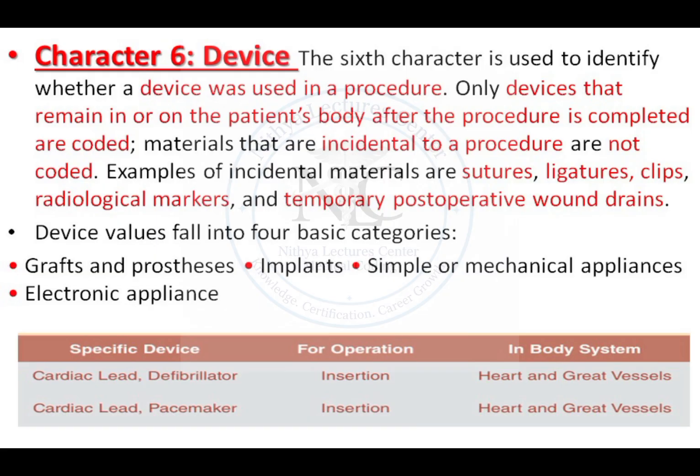Now let's see what counts as a device. For example, grafts and prostheses, like a artificial heart valve or skin graft, implants like screws in bones, and pacemakers, mechanical appliances like a mesh to support and fix a hernia, and electronic appliances like a brain stimulator. These devices we can code. Now let's see what does not count as a device. Sutures, clips, and temporary drains are not considered devices.